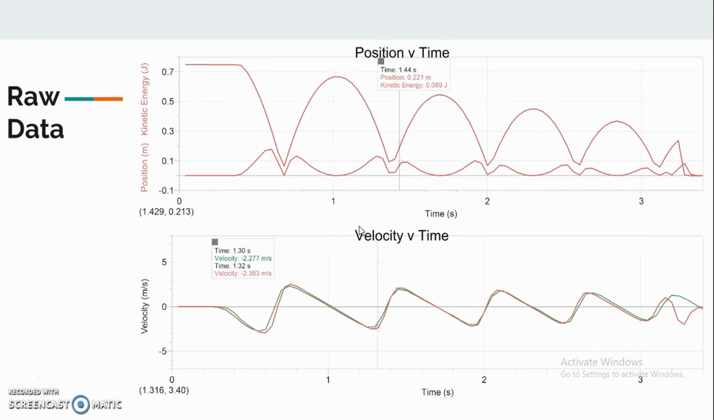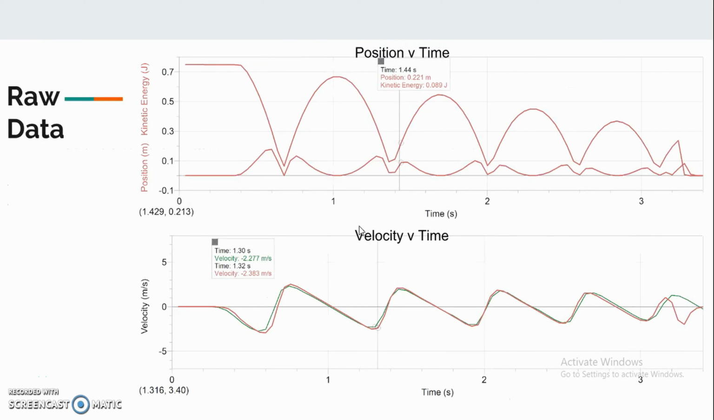This is our raw data for our energy of a bouncing ball lab. On the top graph, you can see that the time is plotted on the x-axis and the position and kinetic energy is plotted on the y-axis. The position line is the line that's above the other line, and the kinetic energy line is the one on the bottom of the graph. As you can see, the ball has bounced 5 times over the course of the lab.